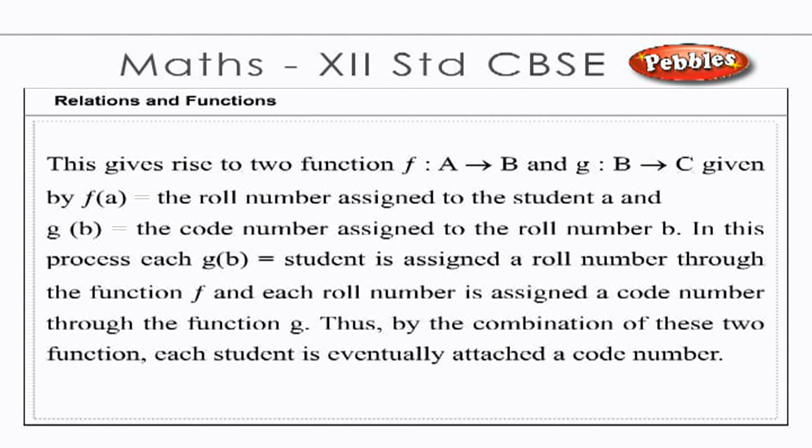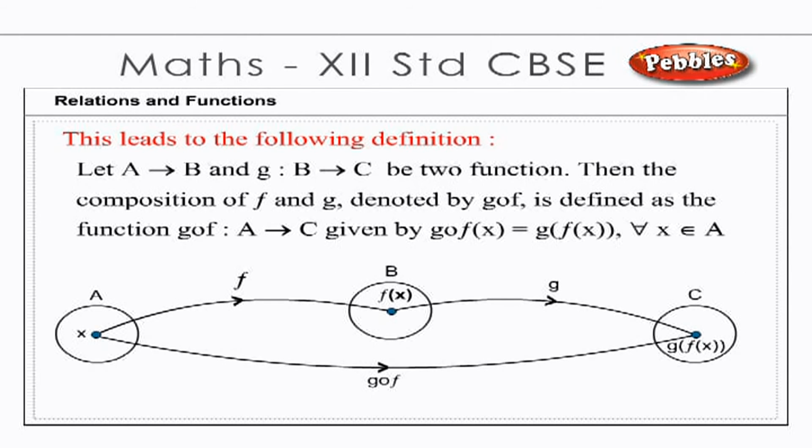In this process, each student is assigned a roll number through the function f, and each roll number is assigned a code number through the function g. Thus, by the combination of these two functions, each student is eventually attached to a code number. This leads to the following definition.